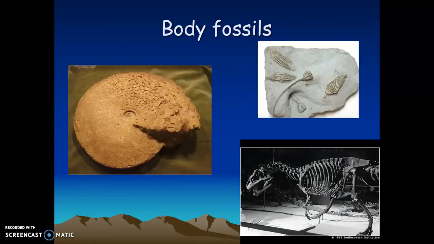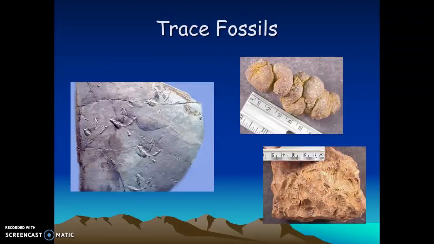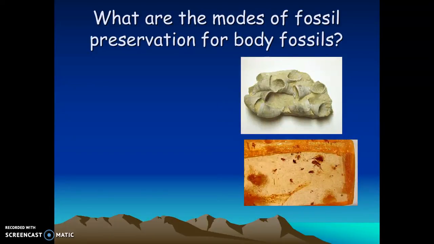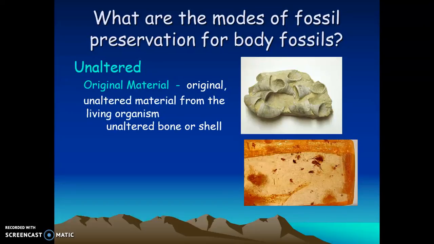These are just some examples of some body fossils. And here are some examples of the trace fossil. We see that these are just the imprints or the casts. What are the modes of fossil preservation for body fossils? They are unaltered, original material, which is the original unaltered material from the living organism, altered bone or shell.